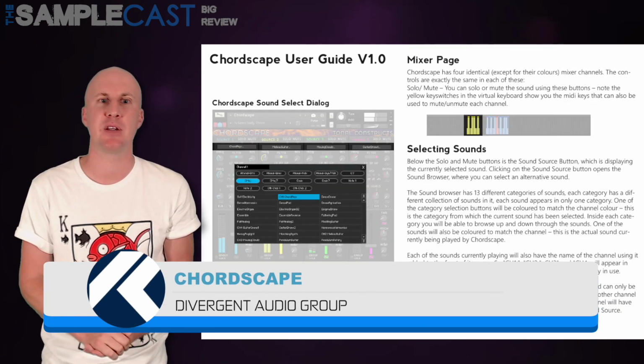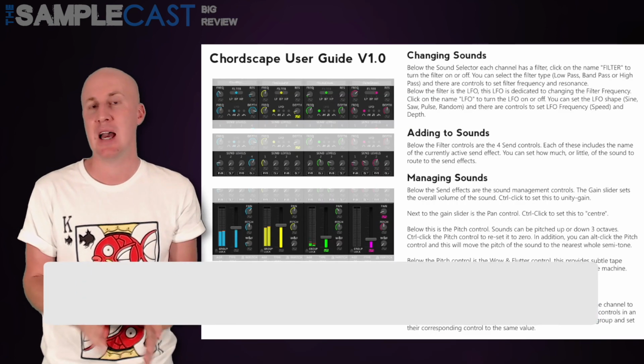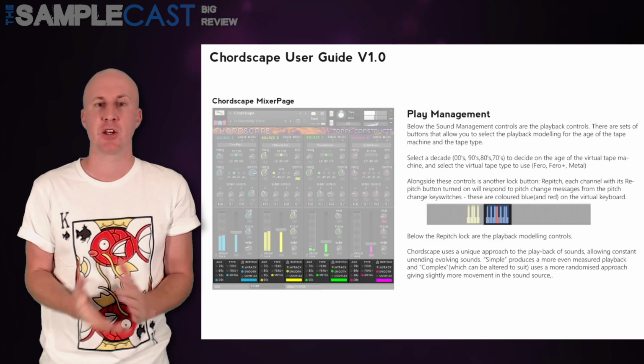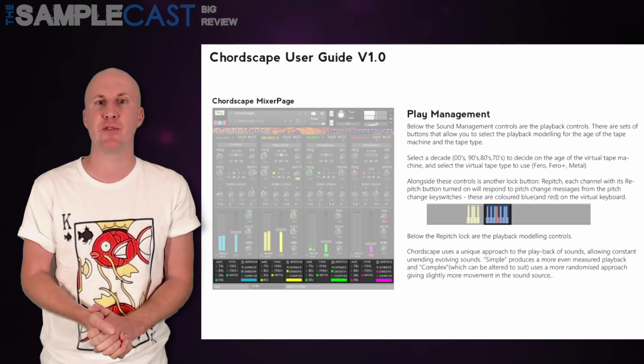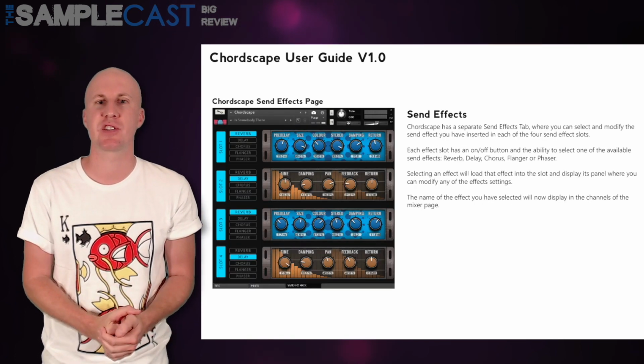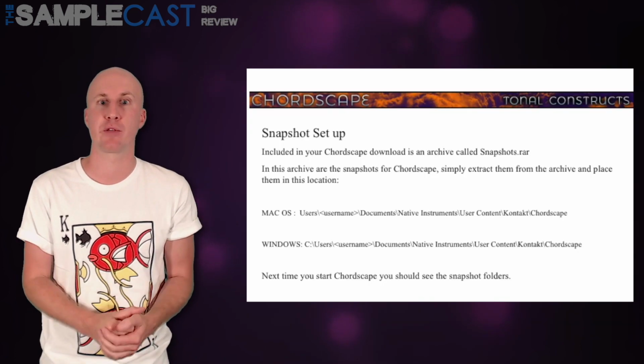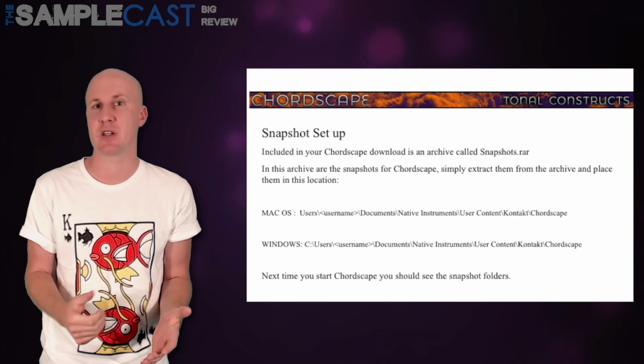It's a 4-layer ambient pad creator, runs in the full version of Contact 5.5 and above, and it's this week's big review. Chordscape is a 6GB library when fully decompressed, and it downloads and installs reasonably easily with just the small matter of snapshot folder structure to sort out manually, although there is a walkthrough document to help out with this if you haven't done it before.